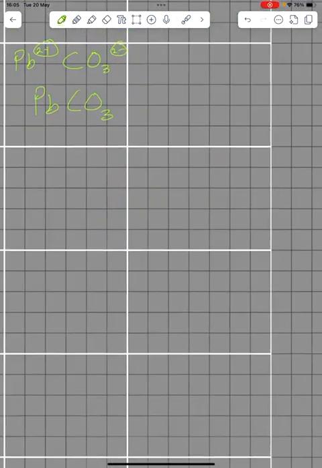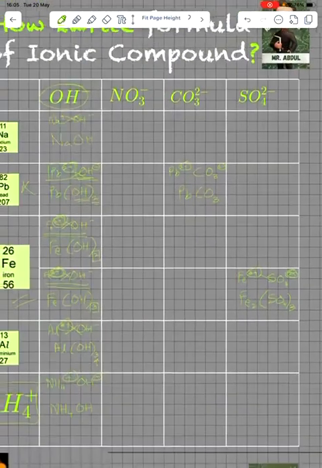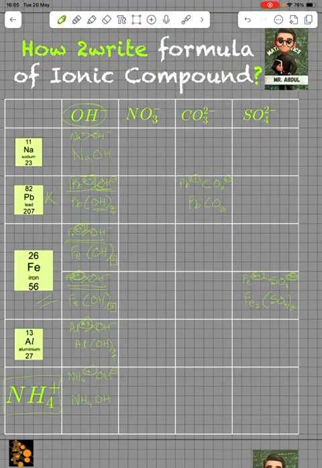Let's say you have iron 3 and sulfate. Iron 3 is Fe3 plus, and SO4 2 minus is the sulfate ion. 3:2, so the 3 goes to your sulfate, and the 2 goes to your iron. So the formula will be Fe2(SO4)3, don't forget the bracket. Simple? Very simple. I leave the rest for you to fill up. All these are simple things.